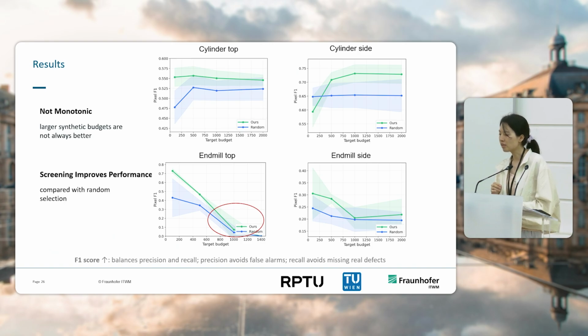Second, the results show that our screening heuristic improves the performance. Compared with random selection, feature-space screening tends to select more informative synthetic samples and leads to better downstream performance.